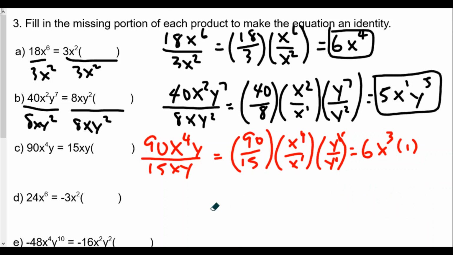So our answer for part C will be 6x to the 3rd power. Don't need to write down the 1 again.